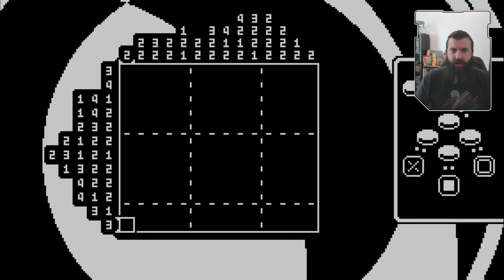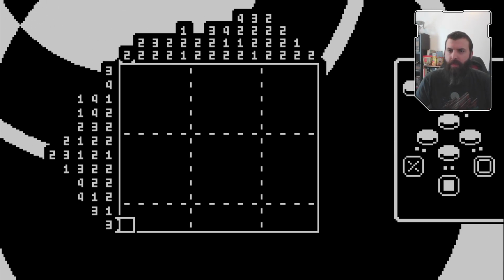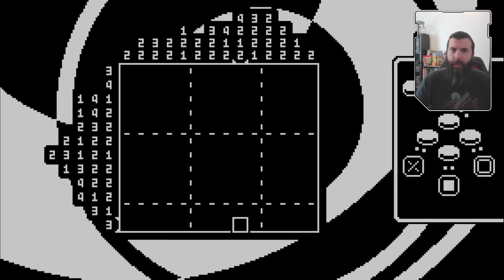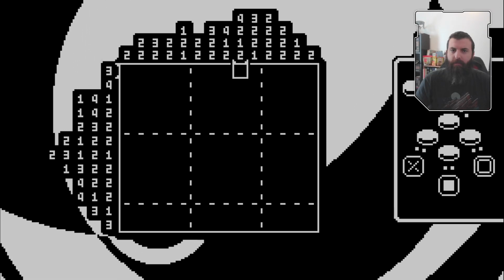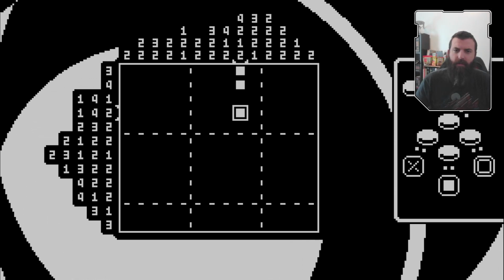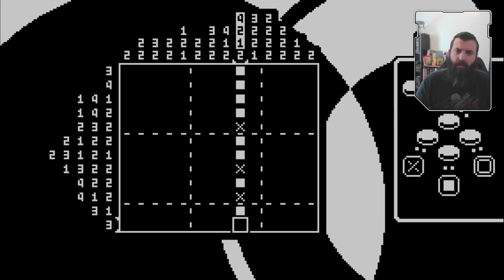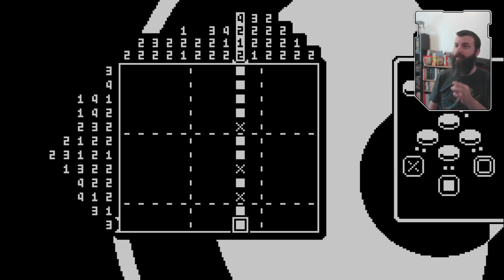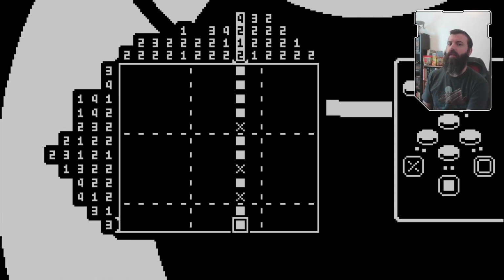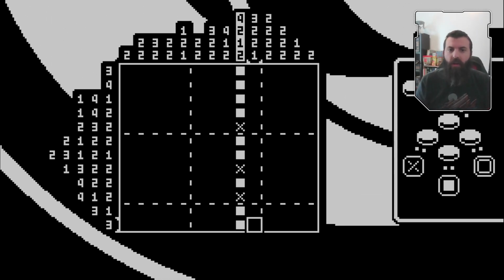Ooh, this one's trickier. I'm gonna fill this in even though I'm not sure that it's the case. And it was the case. Beautiful. Alright, so vertical 4, 2, 1, 2 completely fills in this column. There's only one way that that could work.